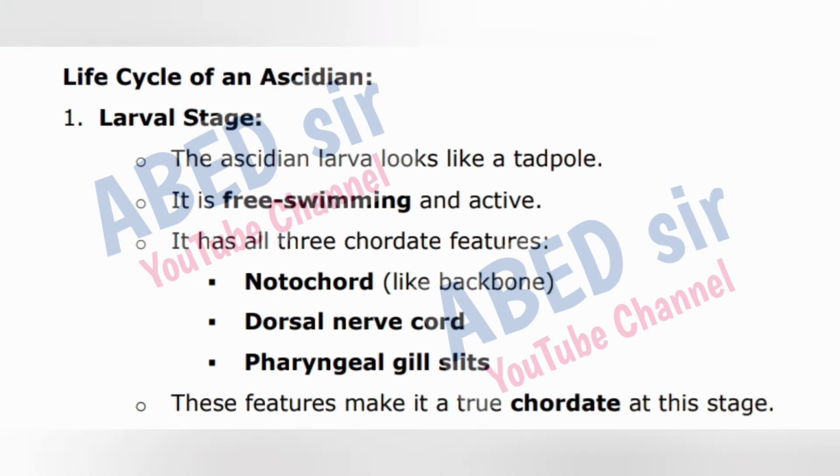Life cycle of an ascidian. 1. Larval stage. The ascidian larva looks like a tadpole. It is free-swimming and active. It has all three chordate features: notochord like backbone, dorsal nerve cord, pharyngeal gill slits. These features make it a true chordate at this stage.